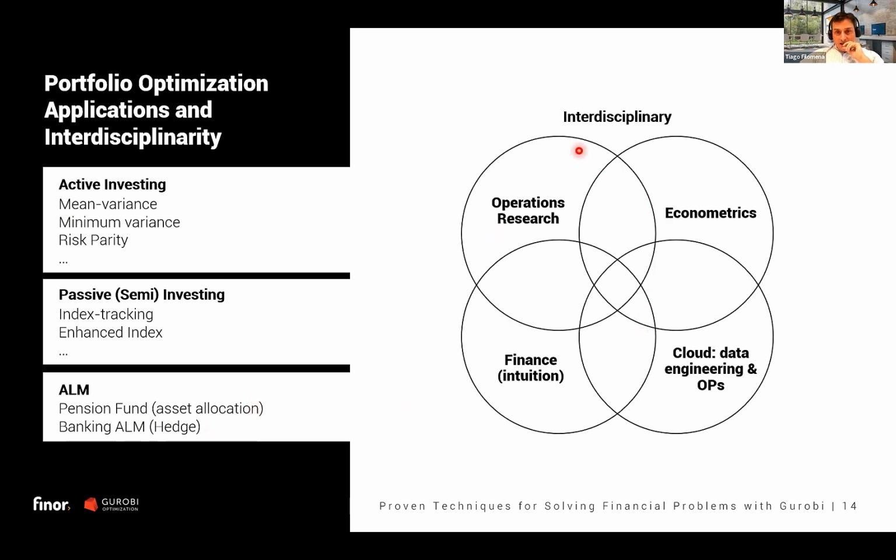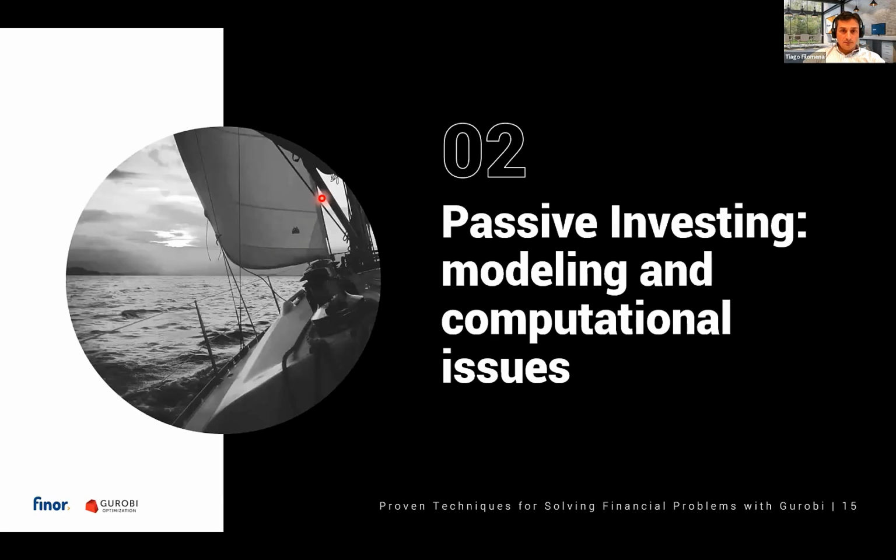And then again, just to wrap it up, it's a really interdisciplinary problem. Think about all this cloud and engineering and ops, it's pretty hard to do. Sometimes we have to have a lot of finance intuition on what we are doing, and of course we have to be integrating OR and econometrics into all of that. With that, I'll stop my part here, and Marcelo Perlin is going to start.